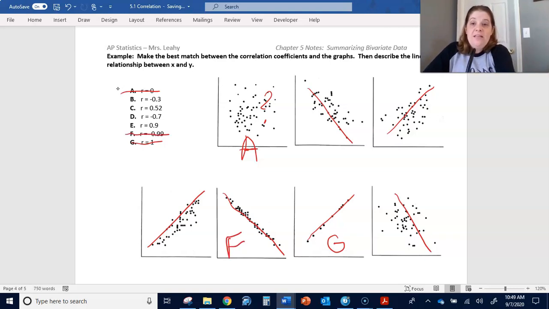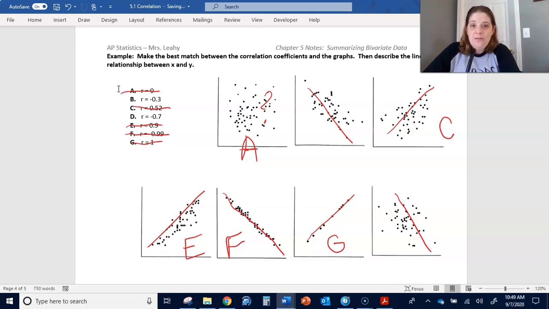Again, E is 0.9. I'm looking for something that's very strong, but positive. So I have 2 that are left that are positive, and it looks like the one in the bottom corner here is going to be that one. What I have left, I only have 1 positive left, so that's got to be C right there, 0.52.